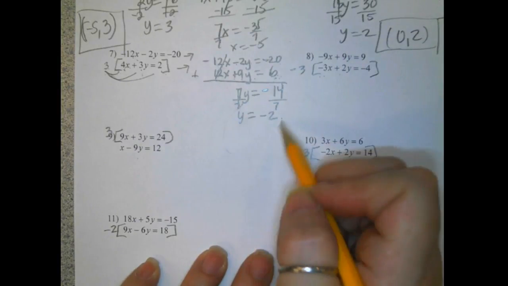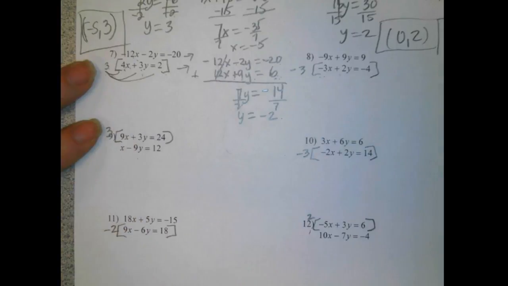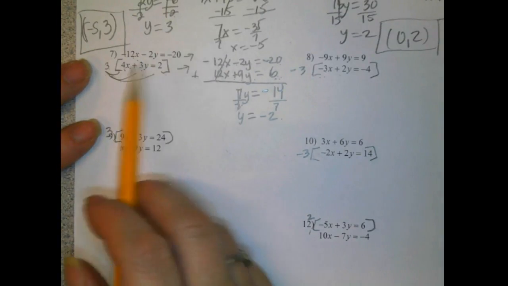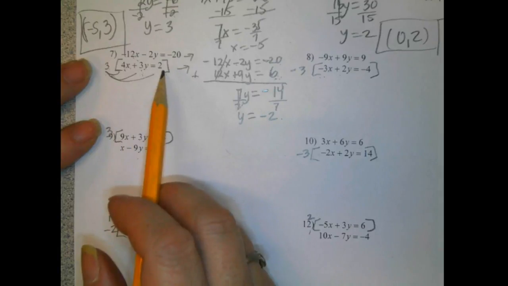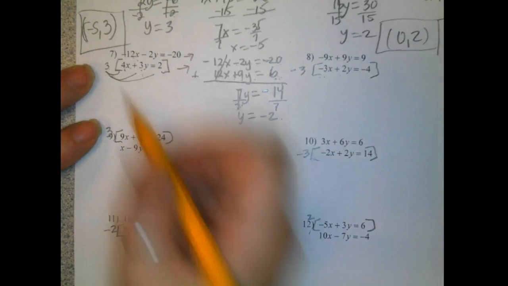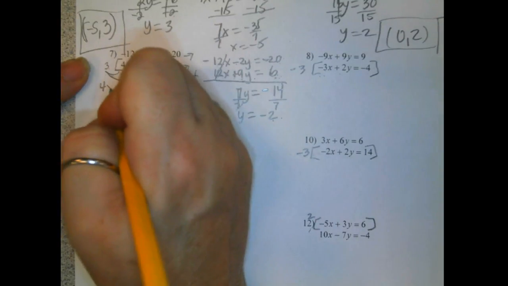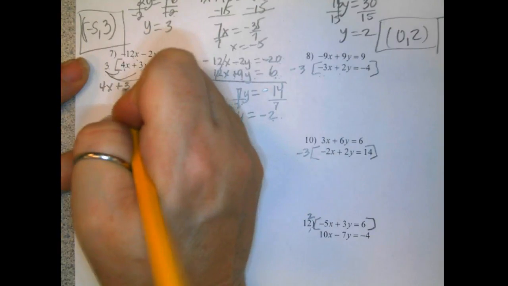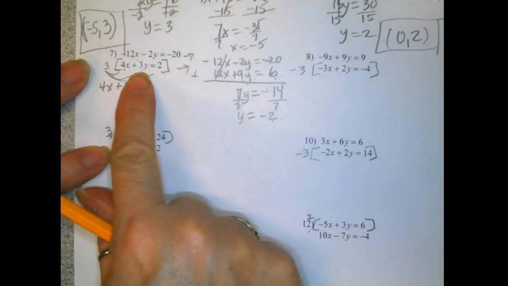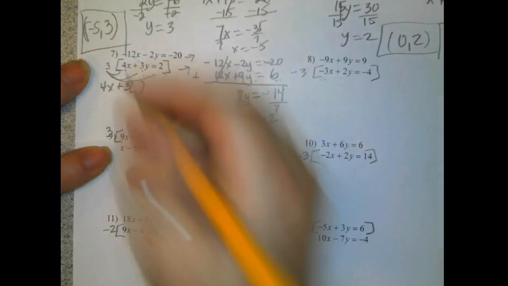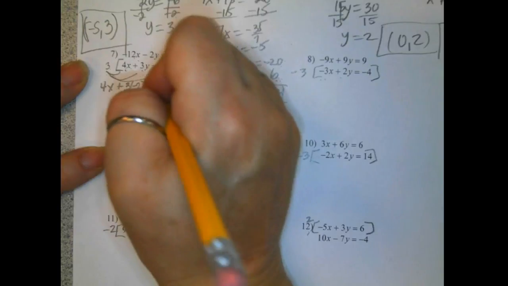Now I can take this negative 2 and substitute it, right, Andrew? Which one would you do? This one with all the negatives or my bottom one with no negatives? What would you do, Jordan? I'd do the bottom one. So y is going to be negative 2. So I'm going to take my 4x plus 3, and instead of my y, I'm substituting this negative 2, and it's going to equal positive 2.